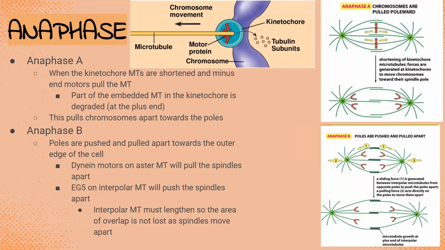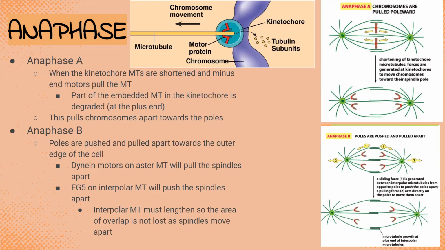Anaphase A and B. The way that I like to think of the difference between these is everything that involves pulling our chromosomes to either side and physically separating our chromosomes is going to be anaphase A. And anything that is involved with moving our spindle poles further apart to create a region that we can cleave during cytokinesis is going to be anaphase B.